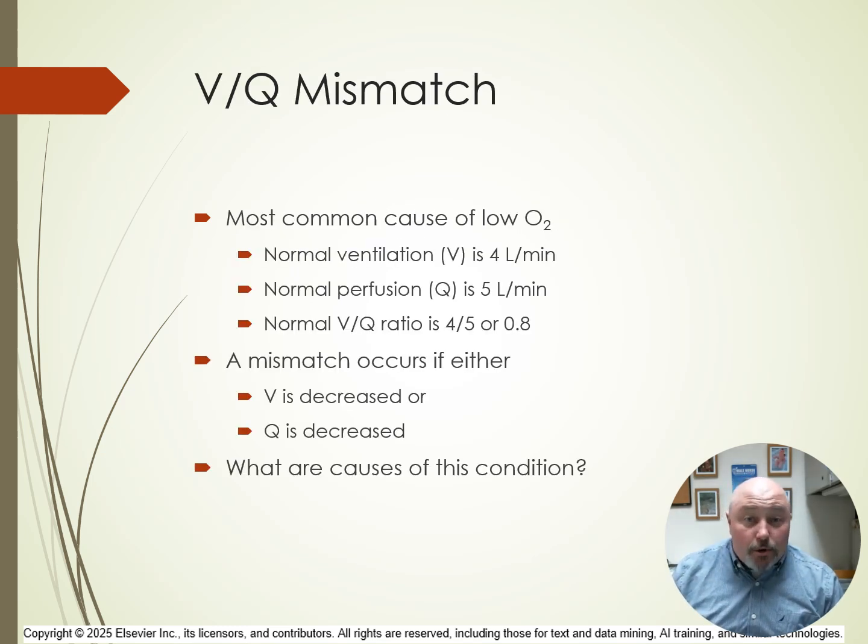A ventilation or perfusion mismatch occurs if either ventilation or perfusion is decreased. If the ventilation exceeds blood flow, then the VQ ratio is greater than 1. And if the ventilation is less than the blood flow, the VQ ratio is less than 1. Common causes are things like pneumonia, pulmonary edema, or even a pulmonary embolism.